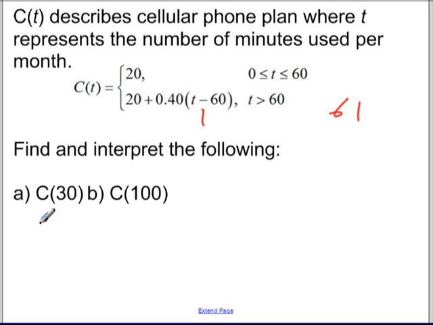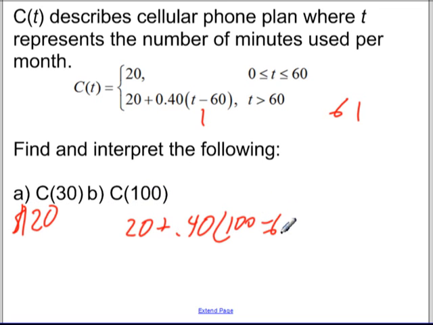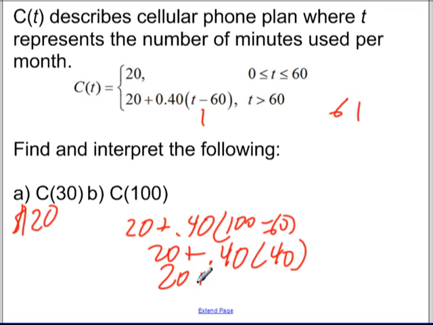So just a couple of quick examples. If you're plugging in 30, so if you went for 30 minutes, you haven't gone over your plan, so your cost is just going to be $20. But 100 minutes you went over your plan, so you'd have to calculate how much it's going to cost. So that's 40 cents times 100 minus 60. So that's $20 plus 40 cents times the 40 additional minutes. And that is $16. So 20 plus 16, which would be $36.